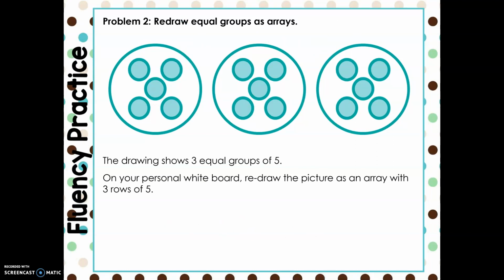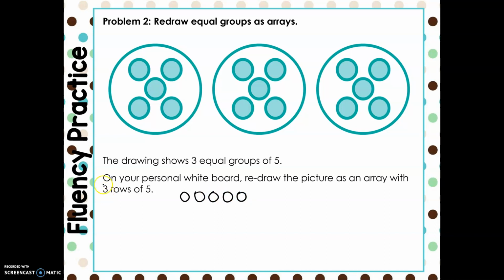Okay, so if we did that, 3 rows of 5, I'm going to do circles. Let's start with 1 row. So I have 1, 2, 3, 4, 5. There is 1 row of 5.